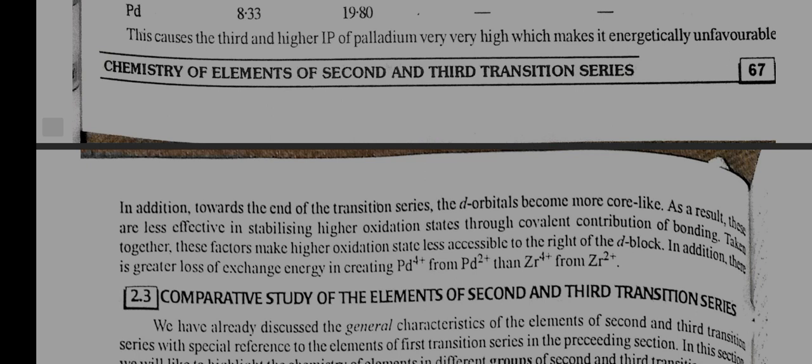In addition, towards the end of the transition series, the d orbitals become more core-like. As a result, these are less effective in stabilizing higher oxidation states through covalent contribution of bonding. Taken together, these factors make higher oxidation states less accessible to the right of the d block. In addition, there is greater loss of exchange energy in creating Pd4+ from Pd2+ than Zr4+ from Zr2+.